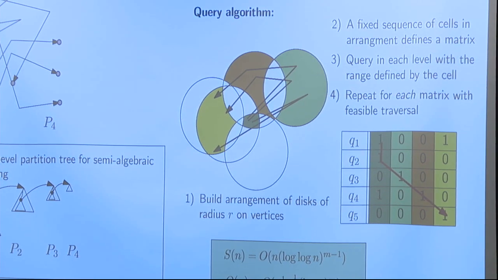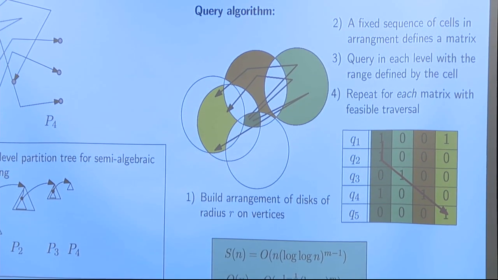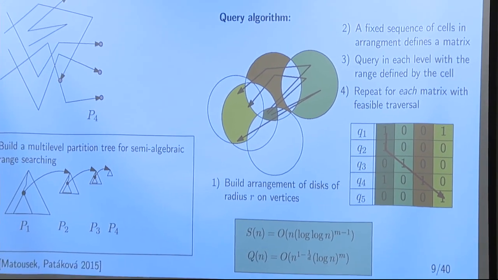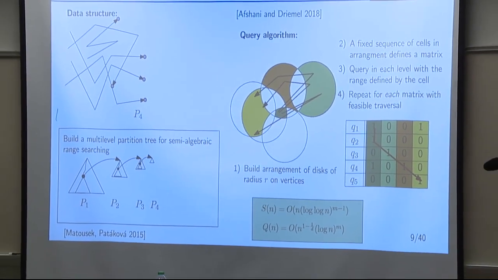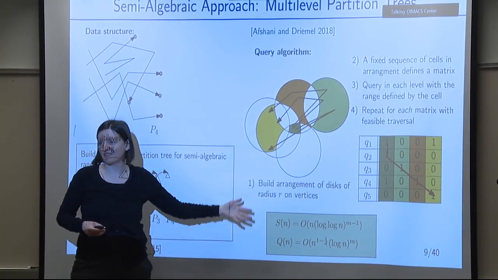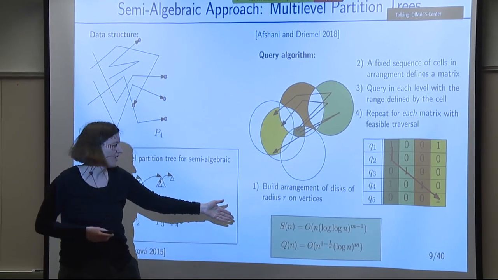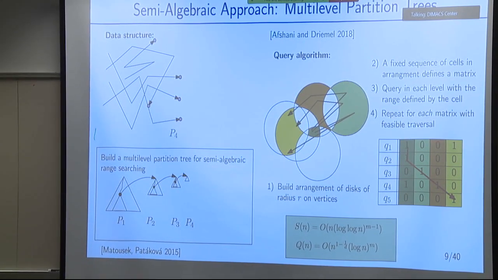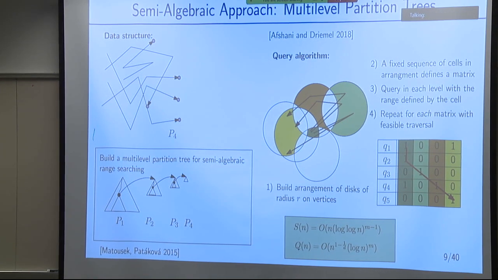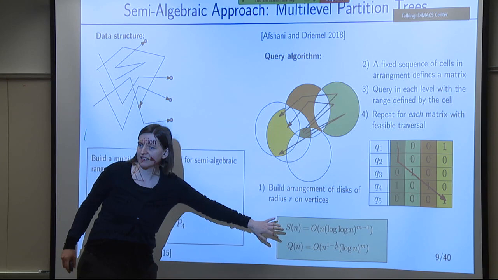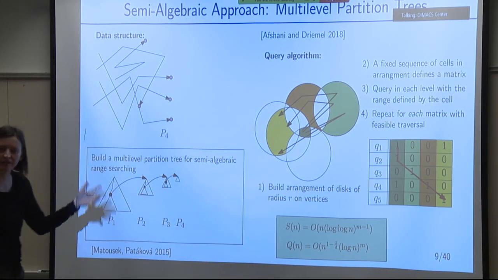And it also gives me a disjoint partition of my query. So I don't have any duplicates in there. And now the space and query time is just for semi-algebraic range searching using these M levels. Okay. So as I said, I'm not going to get into how we get this. This is in the semi-algebraic range searching machinery.